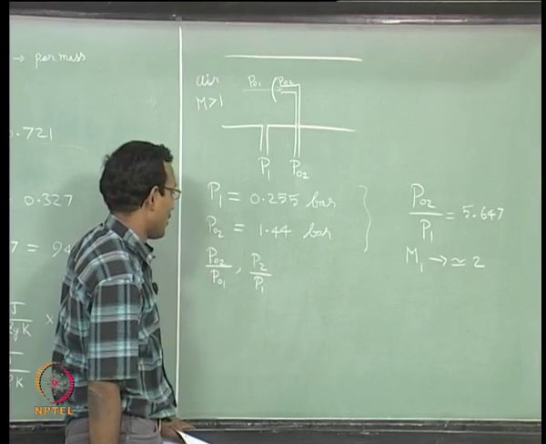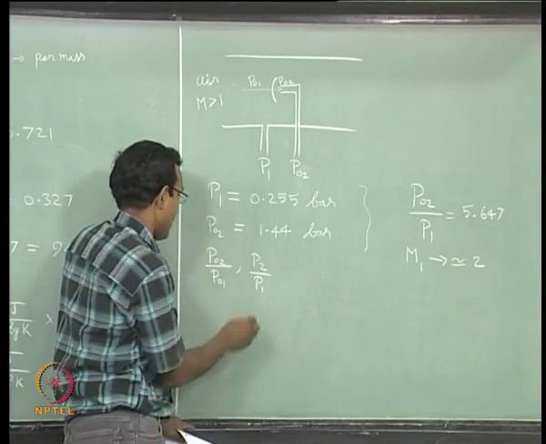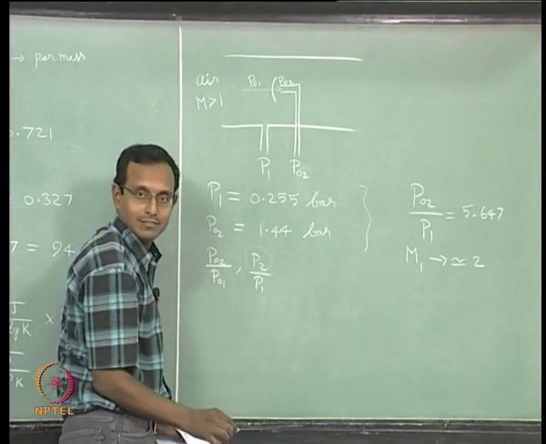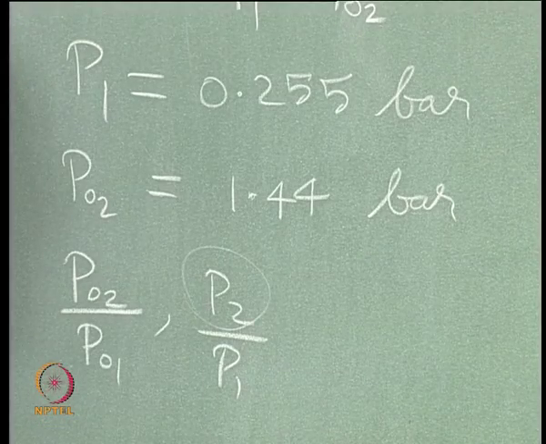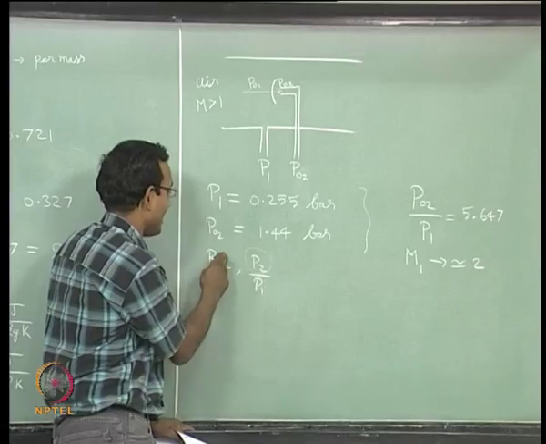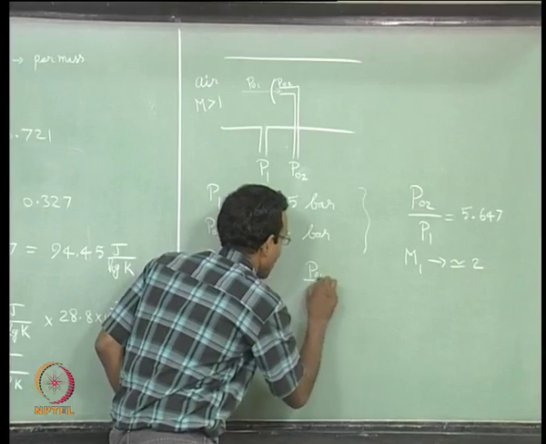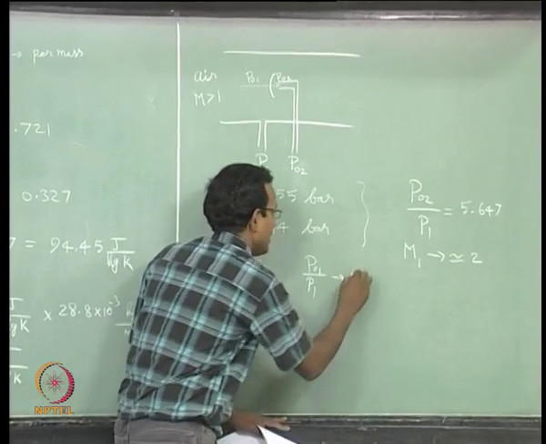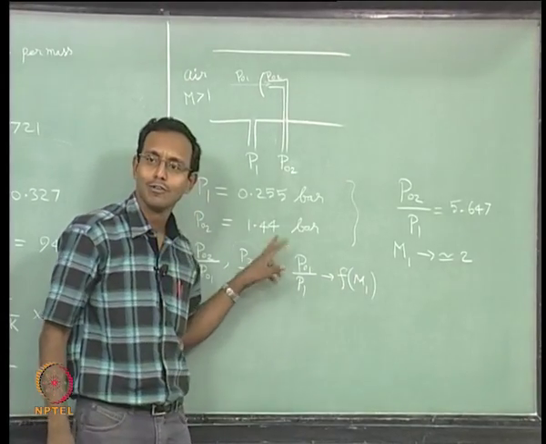So now I have to do something else. I have to link P01 and P1. I do not know P2, we will eliminate this. Of course I could link P02 and P2 also, but we want the upstream condition M1 to be figured out. So we want to link P01 and P1. How will I link that? P01 and P1 is a function of M1. Why? It is isentropic flow.